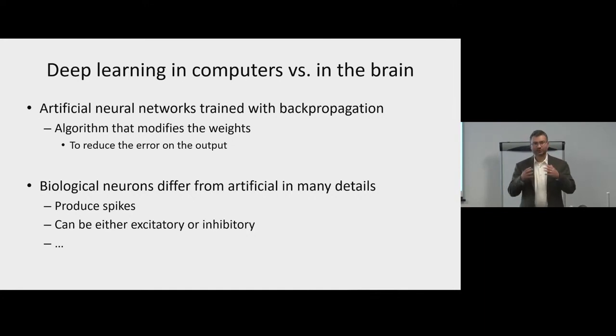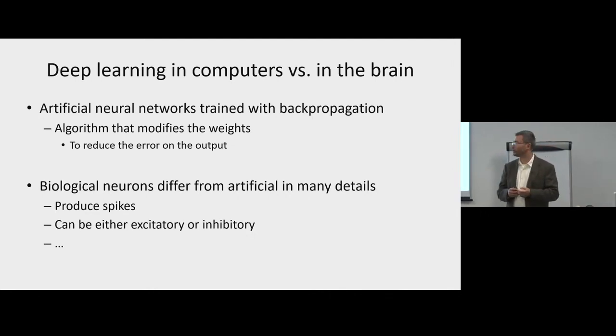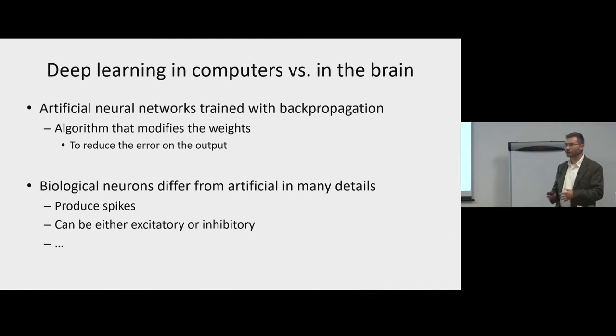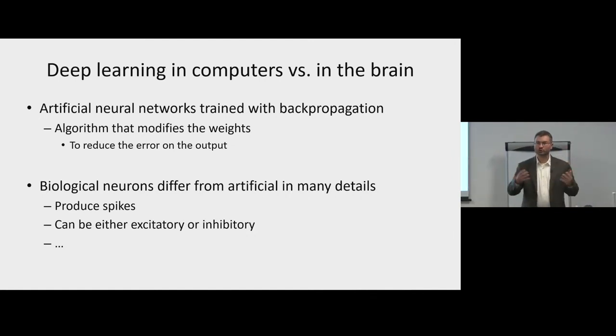There are some similarities between learning in artificial neural networks and in the brain. The parameters are stored in the connections between the neurons. The computation is made by simple elements, but there are also many, many differences. For example, biological neurons are not continuous. They produce brief impulses, or spikes. Biological neurons can either have positive weights or negative weights, but a single neuron cannot have both. So there are all these small detailed differences. Nevertheless, it's possible to adapt learning algorithms to take these differences into consideration.